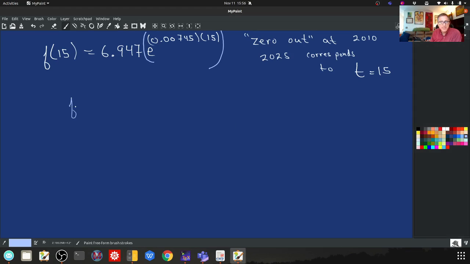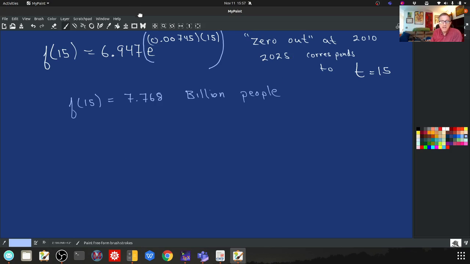So f of 15 is equal to 7.768. And what was this number? This number was in billions. So it's in billions of people. It's a lot of people in that period of time in 2025. You know, that's just 5 years away.